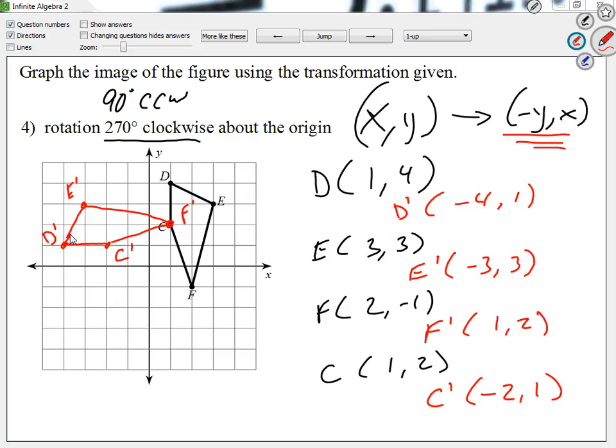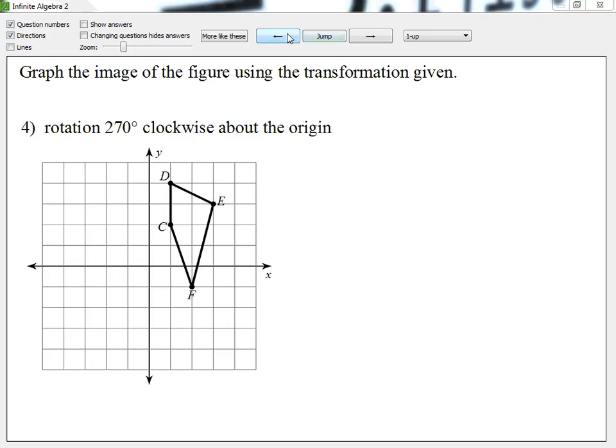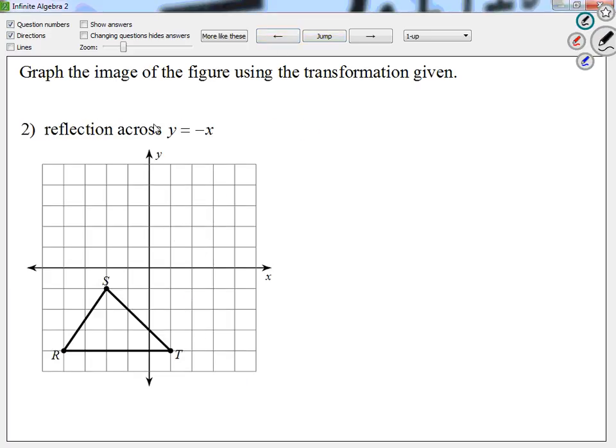Alright, so for the first 6 questions, I told you guys there's 4 sections. The first section, I give you guys a graph and I ask you guys to graph it according to the transformation. Any questions on the first 6? Number 2. Alright, let's take a look at question number 2. Reflection across y equals negative x. For reflection, we have two ways of how to do this. One way, graph the mirror line. The y equals negative x line looks like this.